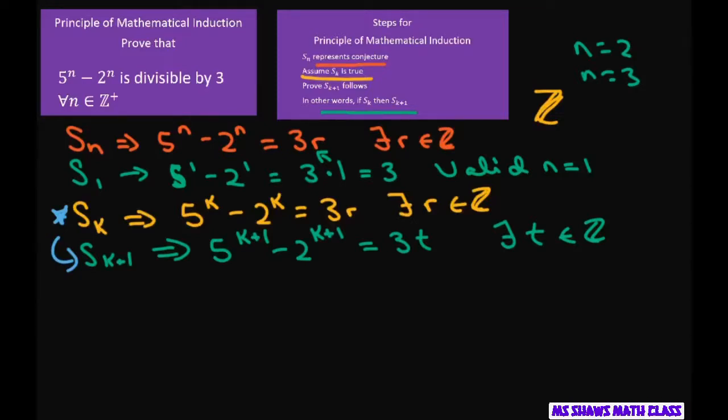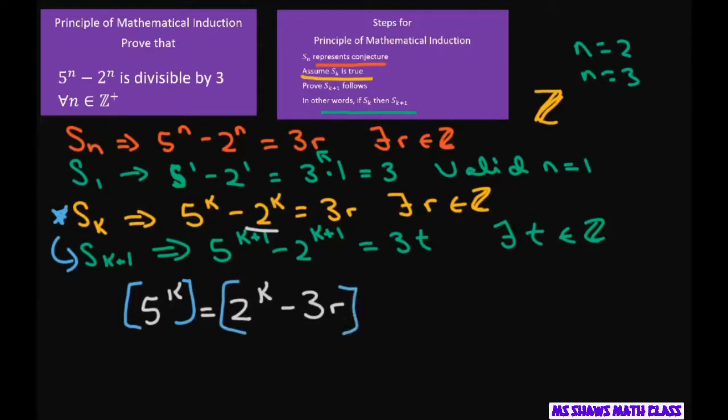So if we start with s sub k, what I can do is first subtract 2 to the k from both sides. So I'm going to do 5 to the k power equals 2 to the k power minus 3r. And then what I want to do is multiply both sides by 5. I'll put the 5 in front on this one back here. This is going to be 5 to the k plus 1, which is what we want.